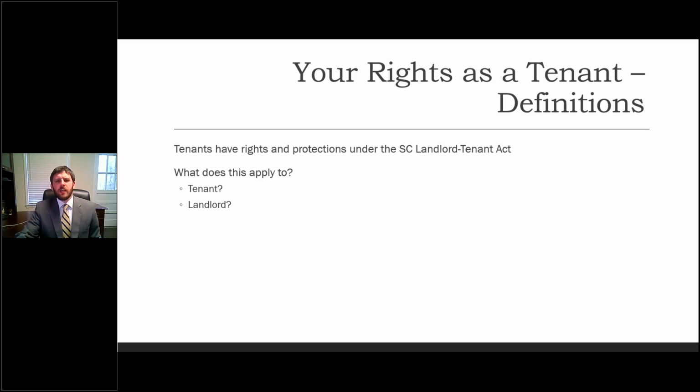Lastly, when we get into rental agreements, when you think of a lease or a rental agreement, you think of a contract, a signed sheet of paper that talks about the pet policy and what you have to do for insurance, things like that. But a rental agreement doesn't have to be written. It can also be oral.